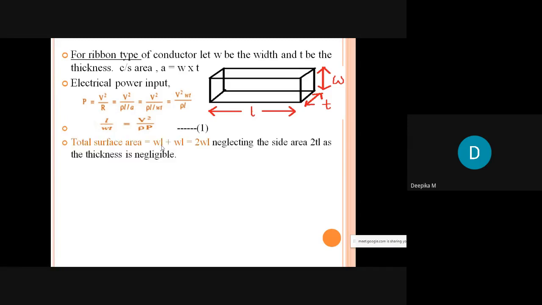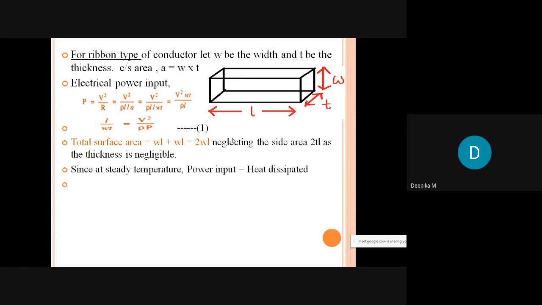Now the total surface area. It will usually have three phases, but here we are going to neglect the 2TL and concentrate only on the WL, that is the cross sectional area. The thickness is very negligible, so we are going to neglect it. Here the total surface area is 2WL.